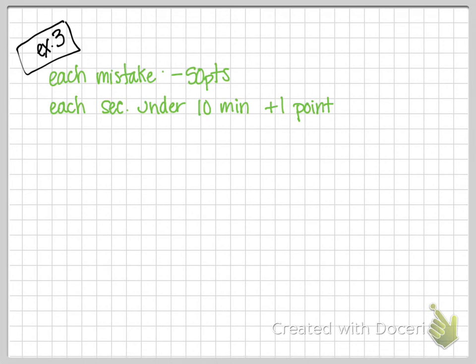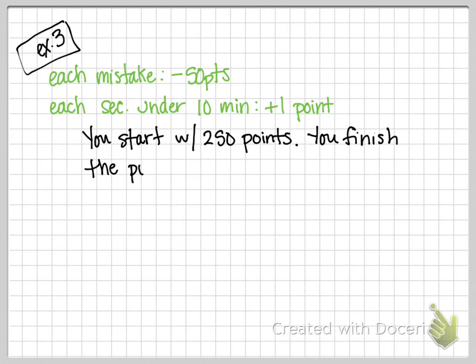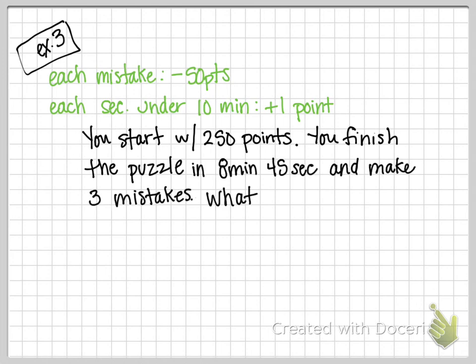Okay, so here's how you did. You start with 250. You finish in 8 minutes and 45 seconds. And you make 3 mistakes. So what is your final score? You start with 250 points. So let's start with that. This is what you started with, 250.